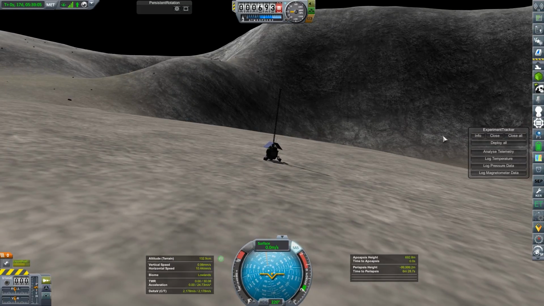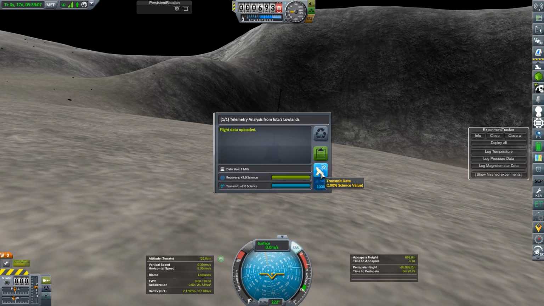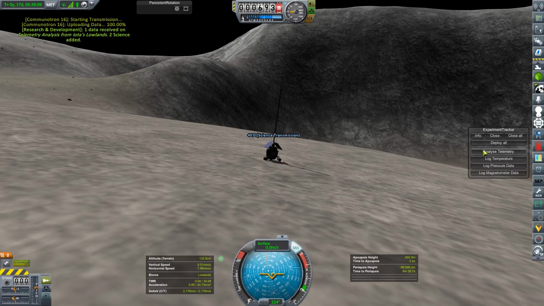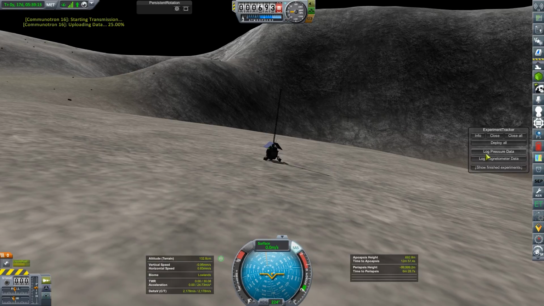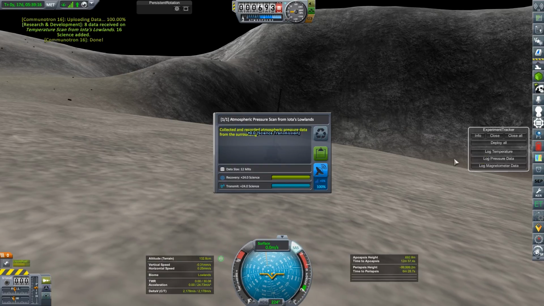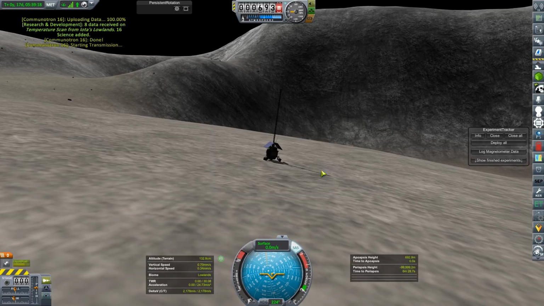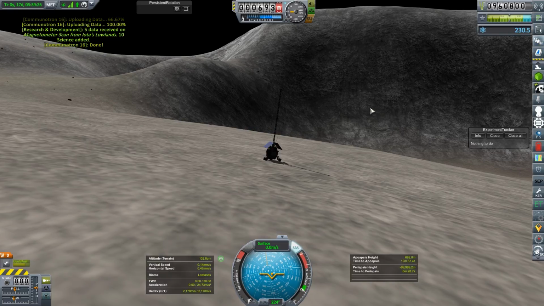It's an okay landing. Telemetry, 2 science. I could have guessed that. Temperature, 16 science. Pressure, 24 science. Magnetometer, 10 science. So far this trip, since I started with 0, we're up 230 science.